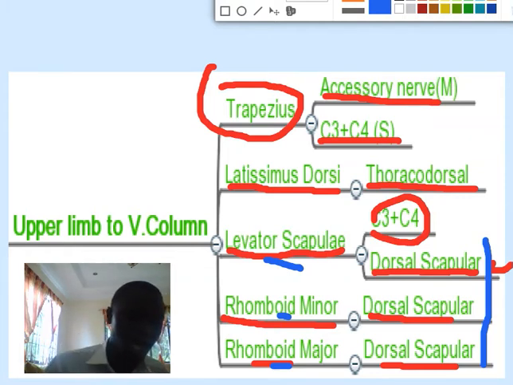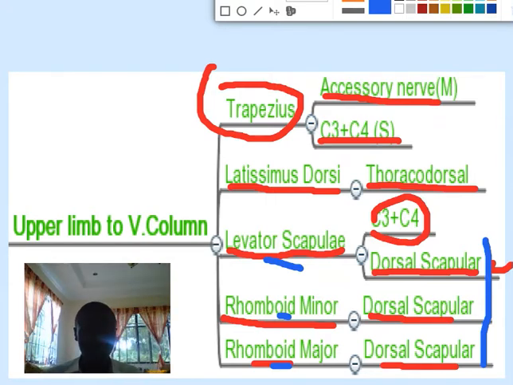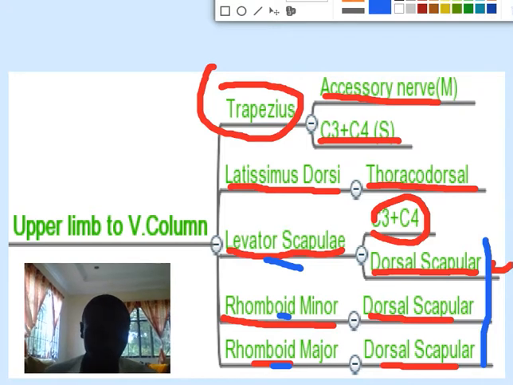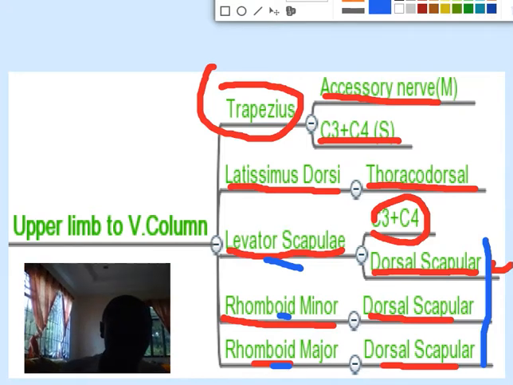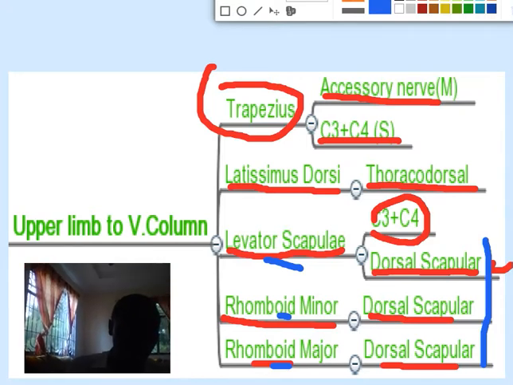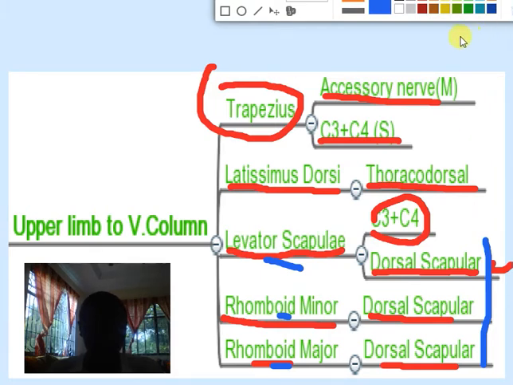If you have no innervation of the levator scapulae, you can't do such a movement. So it is very important for you to know that if you injure a certain nerve, what will happen to you, and that is because of understanding the concepts of anatomy. So this is all about the nerves.